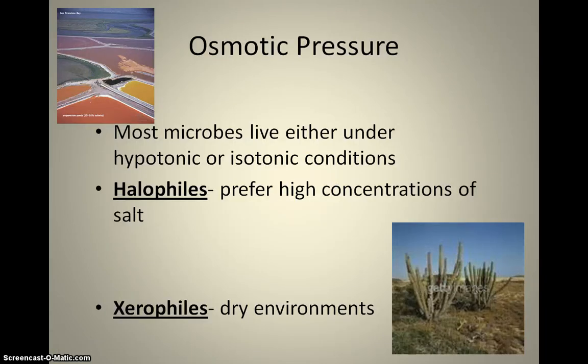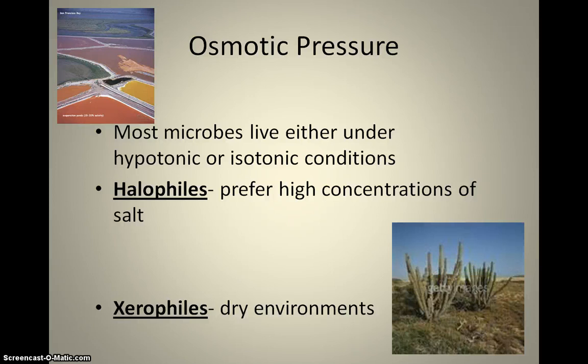So microbes can live under all sorts of different conditions and have adapted to live under any sort of osmotic pressure. However, a majority of them are either hypotonic or isotonic. And the reason is because we're a water-based planet. There's a lot of water around, a lot of fresh water around, and even the oceans tend to be sort of isotonic situations because they're not that salty.